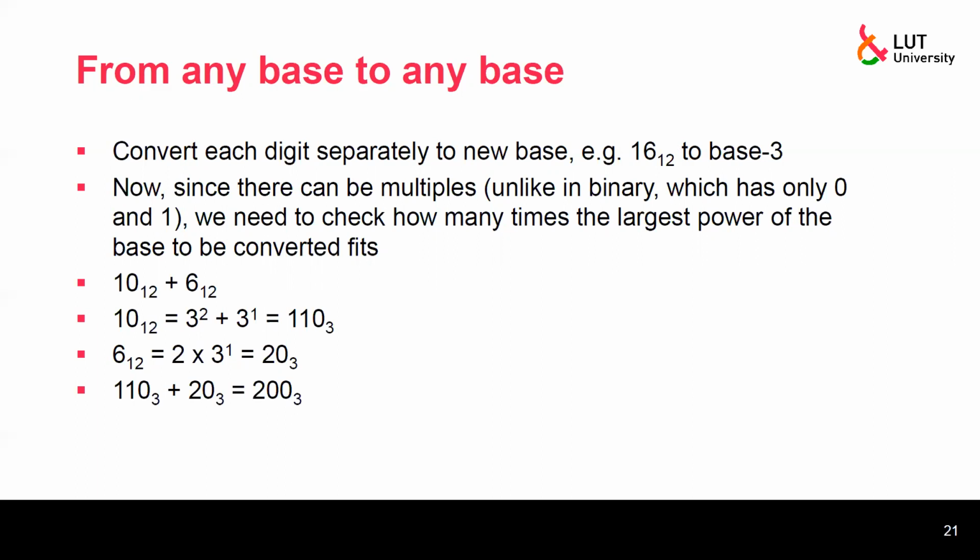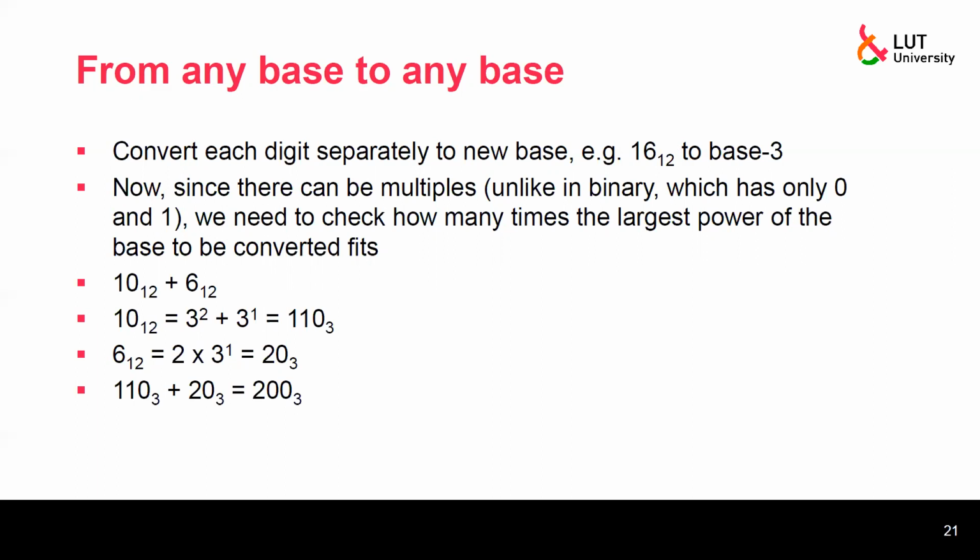That's 10 in base 12 plus 6 in base 12 to use the divide and conquer approach. So always, if you have a harder problem, divide it into easier parts. And we have 3 to the power 2 plus 2 to the power 1 that fits there. So we get 110 in base 3. And the 6 of the 12 parts, it's 2 times 3 to the power of 1, which we represent as 20 in base 3.